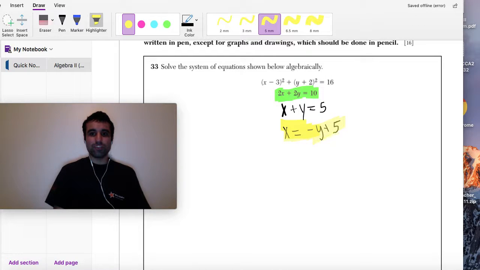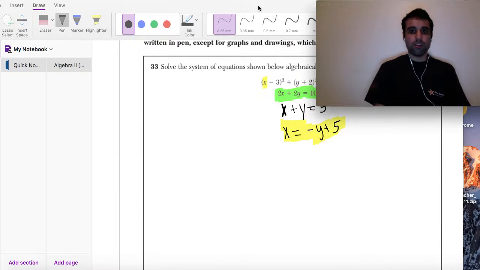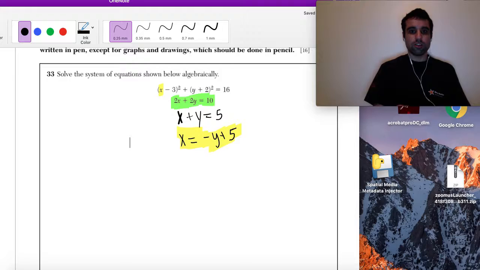Okay, anyway, x equals negative y plus 5. Where I see x, I'm going to substitute negative y plus 5 in the equation of a circle. In this equation, where I have the x, I'm going to replace x with negative y plus 5. So instead of x minus 3, I'm going to write negative y plus 5 minus 3.